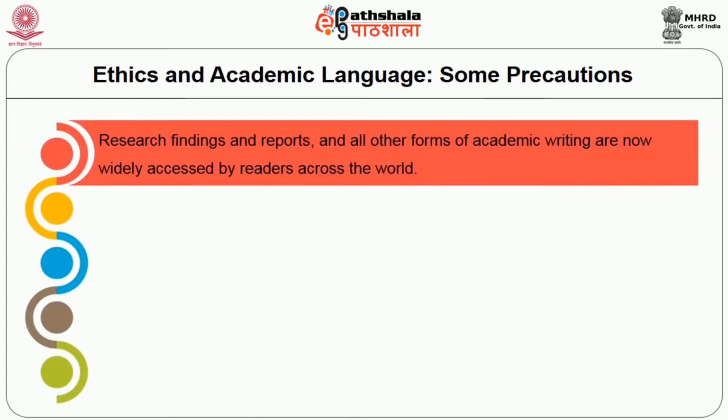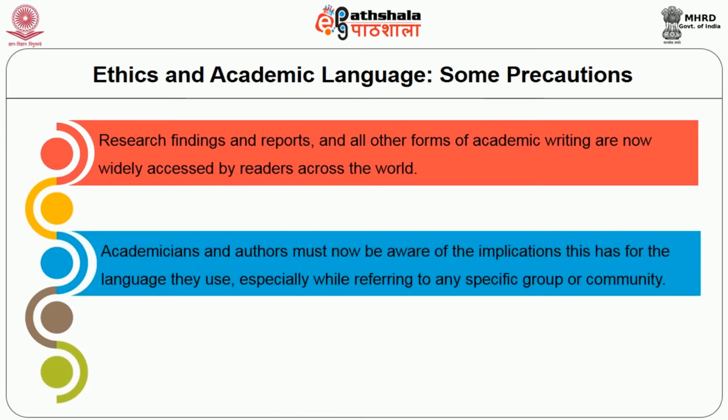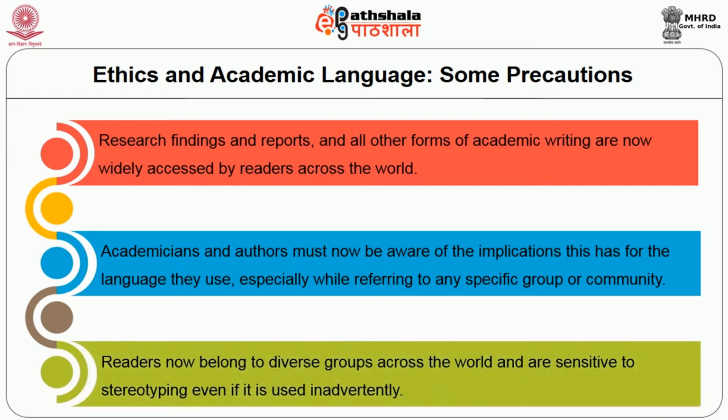Research findings and reports and all other forms of academic writing are now widely accessed by readers across the world. Academicians and authors must now be aware of the implications this has for the language they use, especially while referring to any specific group or community. Readers now belong to diverse groups across the world and are sensitive to stereotyping even if it is used inadvertently. Thus, stereotyped categorization that exists in common parlance cannot be used in academic writing, and authors have to be sensitive to follow the rules of equality and diversity in the terminology that is used.